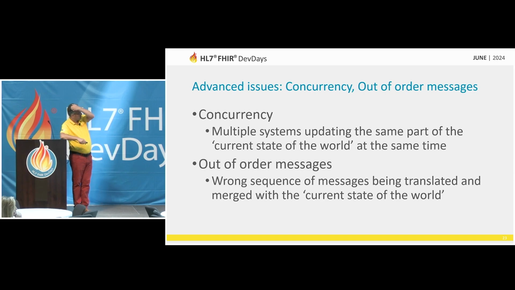Okay, some other stuff: concurrency and out-of-order messages. That's obviously going to happen. Messaging is, as you well know, pretty tolerant to these things. But you have to deal with that because REST is the state of the world. So we really want to keep things in sync and process everything in order.